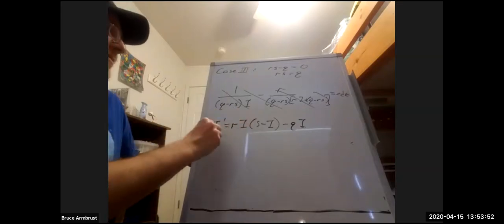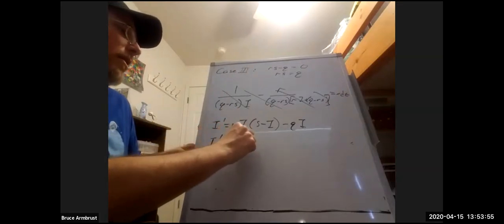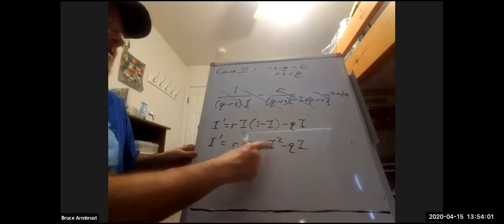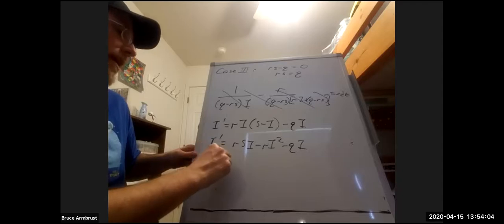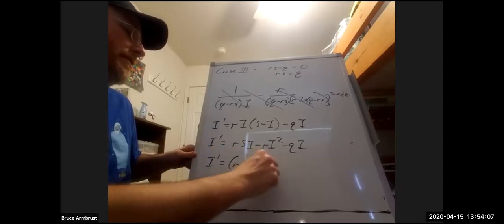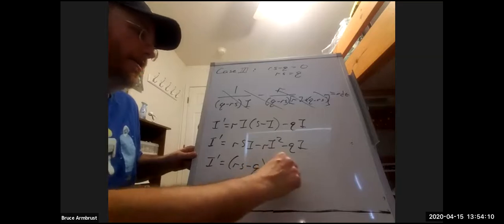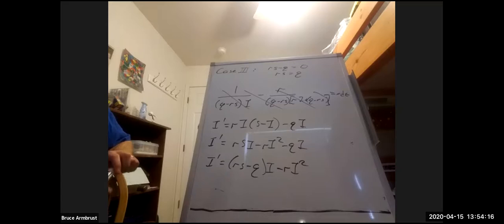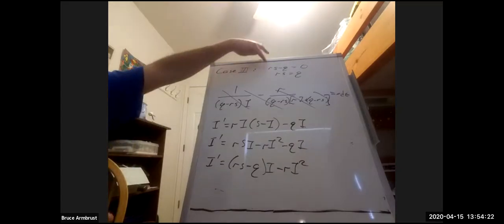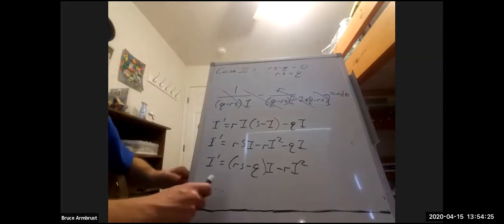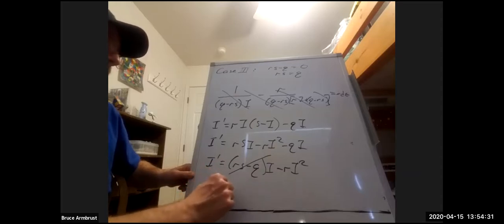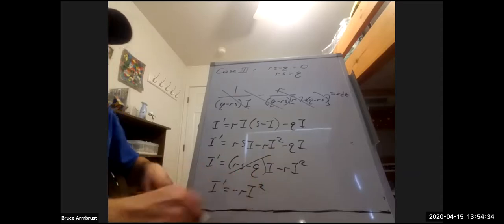I prime equals Ri times S minus I minus Qi. What I'm going to do is distribute through here. So we get RSI minus Ri squared minus Qi. I'm going to lump the bits with I together. So we get I prime equals Rs minus Q times I minus Ri squared. Now we're going to go with the Rs minus Q equals 0. So if this equals 0, that's gone, and we're left with I prime equals minus Ri squared.